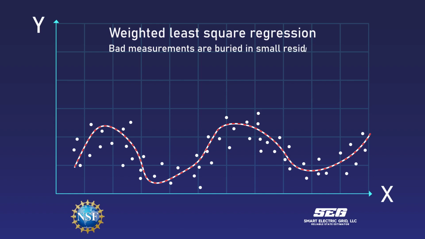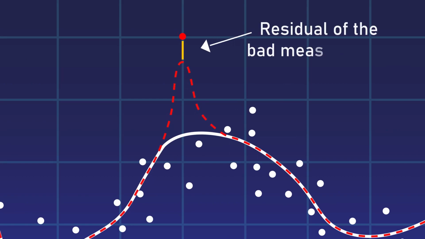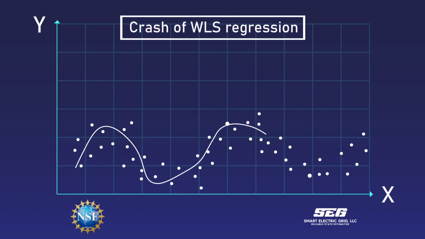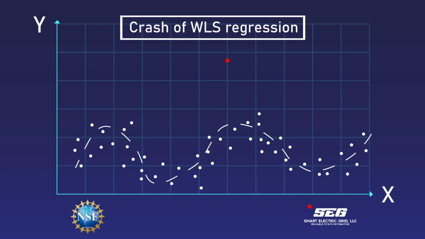The scheme of minimizing the squared residuals of measurements used by weighted least square regression can indeed force the residuals of bad measurements to be small. This can result in a deformed fitting curve and make it difficult to detect the bad measurements. Weighted least square regression is prone to crashing without a solution when the bad measurements are severe or the number of bad measurements is large.